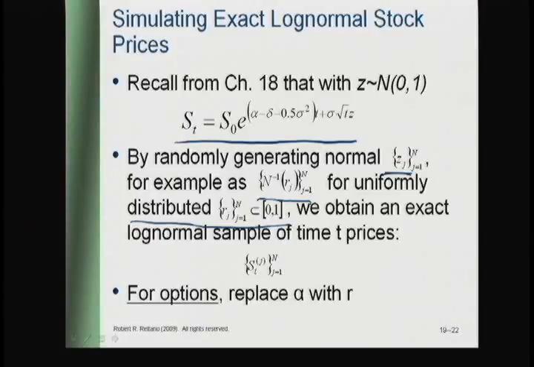So again, the idea is we need normal variables for the formula. We can generate those from uniform using the inverse distribution function. And that's how we get the random sampling of stock prices. If we want to generate a random sampling of stock prices, not in the real world, but instead for option pricing applications, we use the typical procedure of replacing alpha, the real-world total return, with r, the risk-neutral world total return.